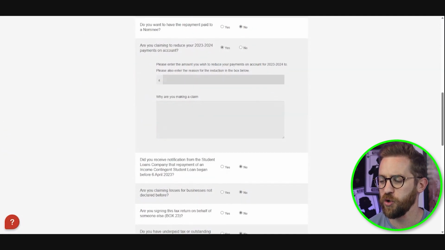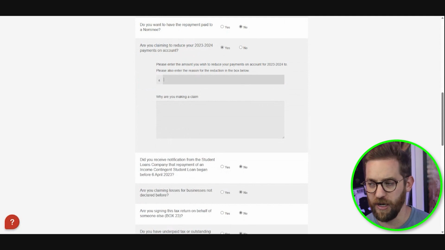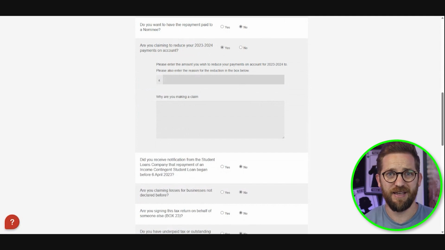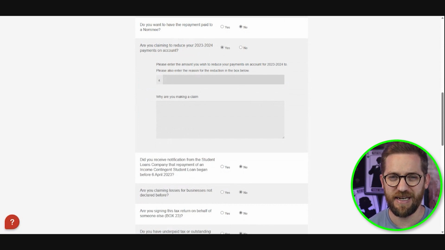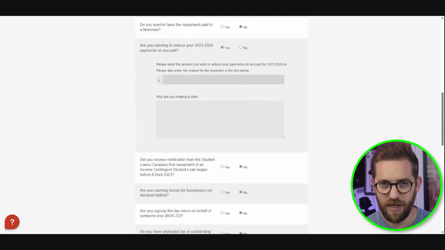So you can reduce your payments on account to whatever level you like. If you want to reduce them down to 0, you can, providing you have a good reason to do so and providing you're expecting 0 tax liability in the following year. However, I would just exercise a little bit of caution here, because if you reduce your payments on account and as a result of that reduction you underpaid tax in the following tax year, then HMRC reserve the right to charge you interest and potentially penalties on that as well. So just be aware not to overdo it reducing your payments on account.